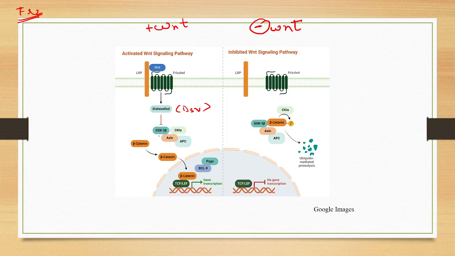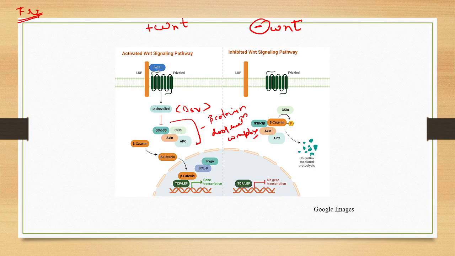Now this DSV inhibits this particular complex, GSK3 beta and all. This complex is responsible for the degradation of beta catenin. So this complex is known as the beta catenin destruction complex: GSK3 beta, APC, CK1 and axin. This whole complex is known as the beta catenin destruction complex, the complex which is responsible for the degradation of beta catenin.